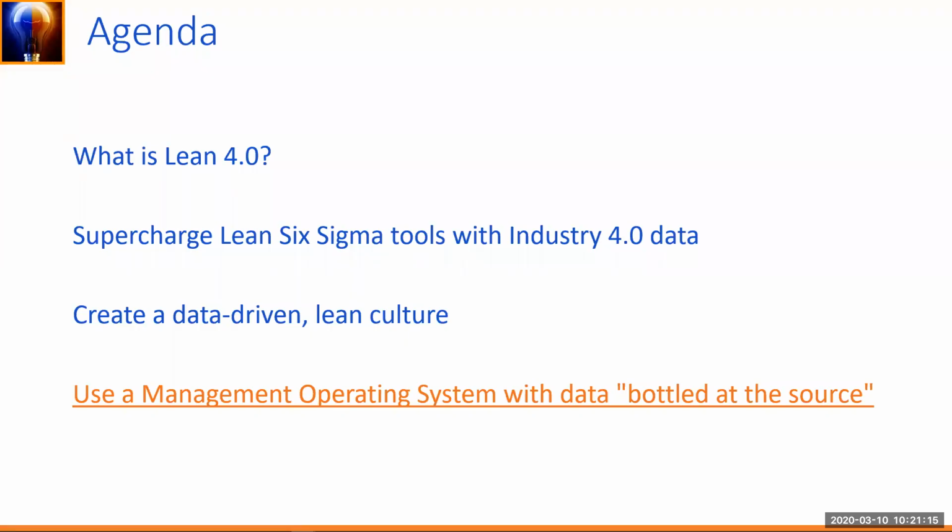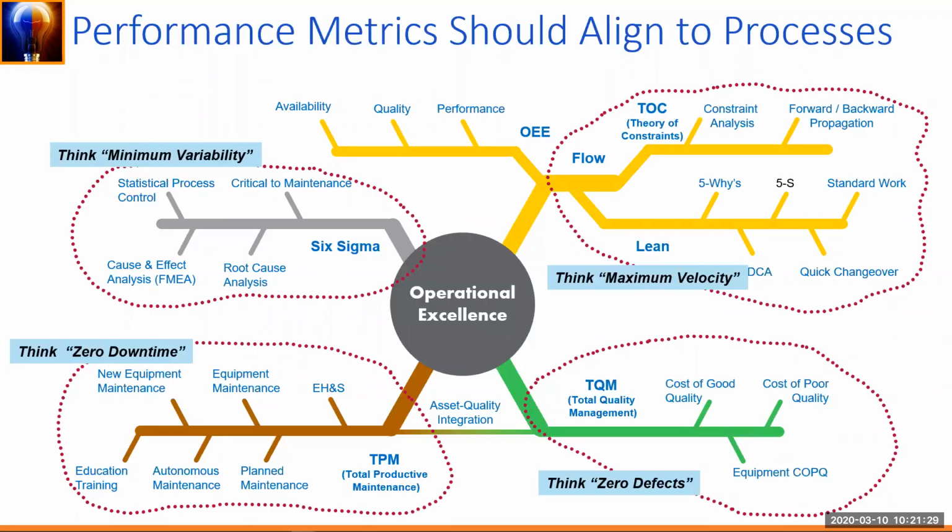Part of what David Mann talked about in his book was creating that management operating system. What I want to do is talk about how we can create that with data that's bottled at the source. First of all, the data that we're collecting should align to the process itself that we want to put in place. If we look at the different tools around Six Sigma, TPM, TQM, lean manufacturing, a focus on OEE and so forth, all of those different things require data from the process. And then, the process improvement side of things as well.